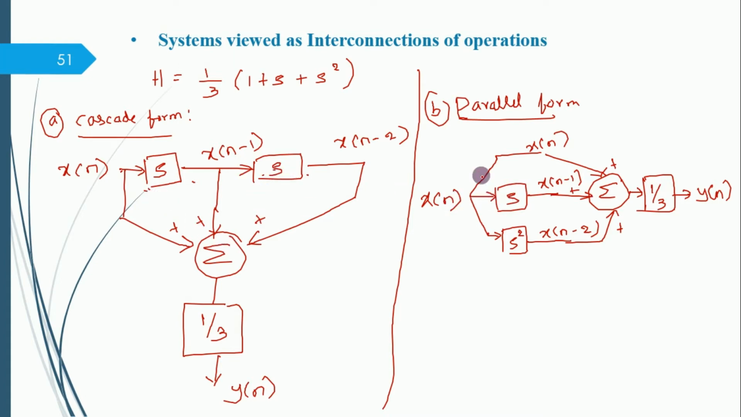So here what is happening? X of n is readily available. X of n minus 1 and n minus 2 will be available only after one time unit. This and this will be happening parallelly. Hence, summation happens at one time unit itself.